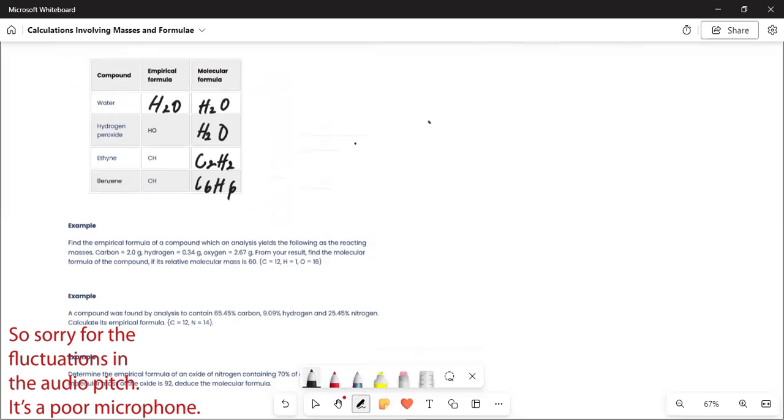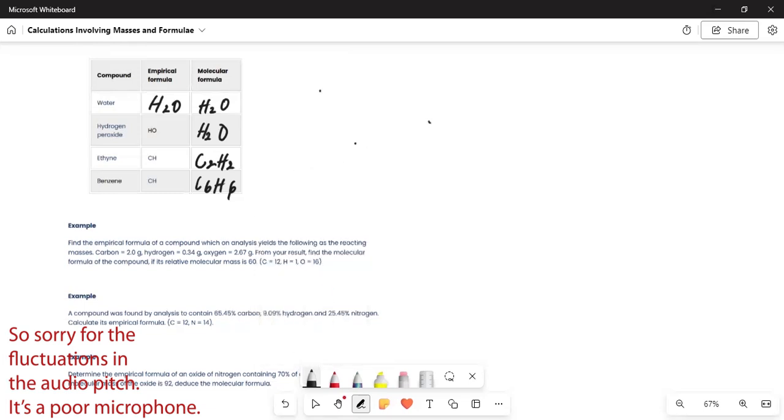The first one says find the empirical formula of a compound, which on analysis yields the following as the reacting masses. Carbon is 2.0 gram, hydrogen is 0.5 gram. Now, from the result, find the molecular formula of the compound if its relative molecular mass is 60. Okay, first of all, we need to get the mole ratio of each of the component elements.